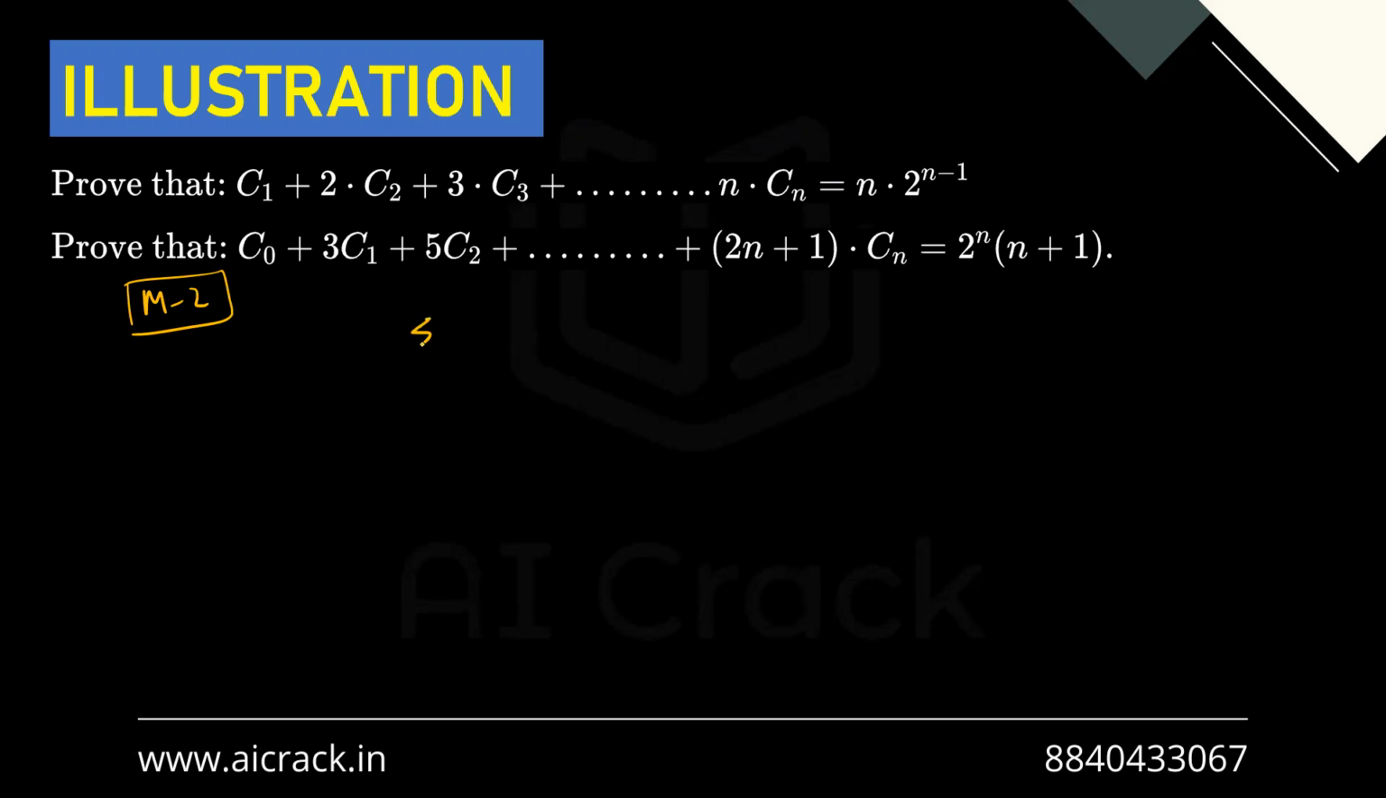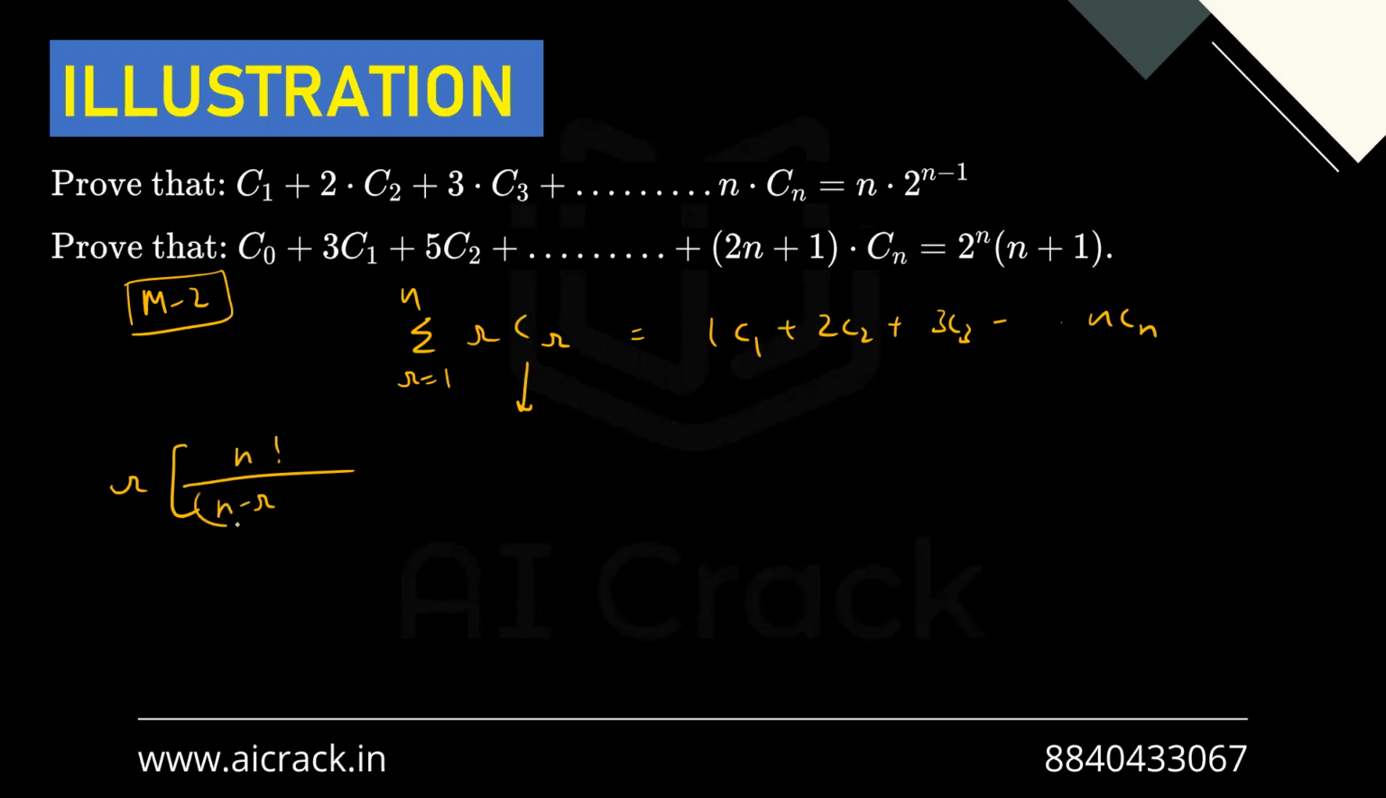That would give me sigma r times CR, where r goes from 1 to n. So this is nothing but 1C1 plus 2C2 plus 3C3 till NCN. This is what we have written over here, right? Now let's take this term and try to modify it. So we have r times CR, which is nothing but r times NCR. This becomes n factorial divided by n minus r factorial, right?